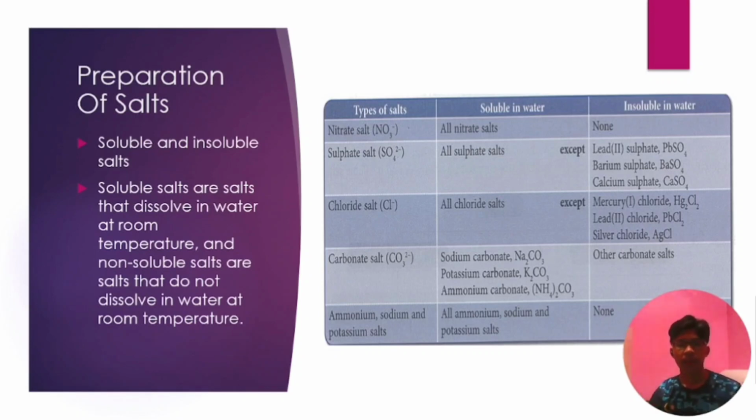For the third one, chloride salt. All chloride salts are soluble in water except mercury chloride, lead chloride, and silver chloride. For carbonate salt, all are insoluble in water except for 3, which are sodium carbonate, potassium carbonate, and ammonium carbonate. Lastly, the type of salt for ammonium, sodium, and potassium salt. All ammonium, sodium, and potassium salts are soluble in water. Get that?